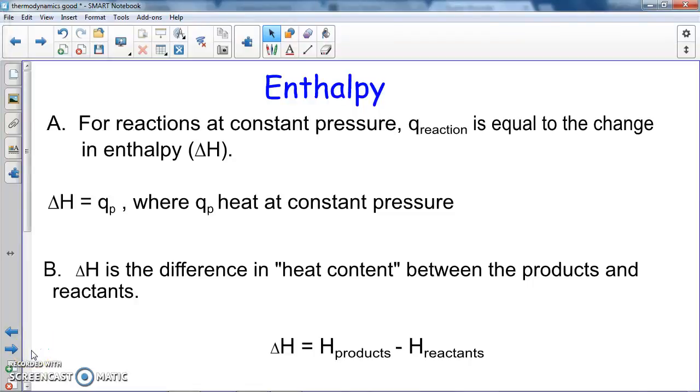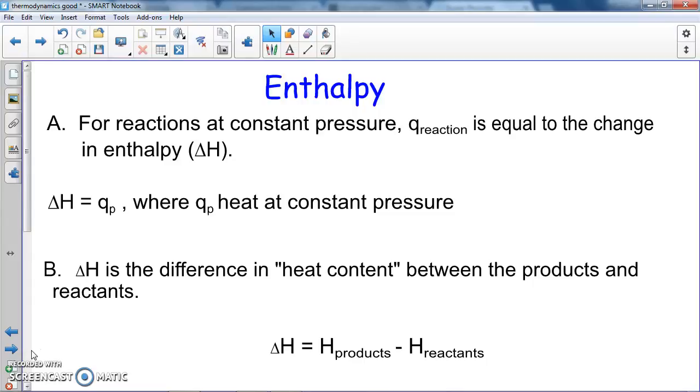Please turn to page 10 in your notes packet. Enthalpy. So far we've talked about Q reaction, which is the amount of heat. Now that we are in enthalpy, we can use enthalpy to talk about when a reaction is at constant pressure, it is going to have the same value of delta H as it has Q.